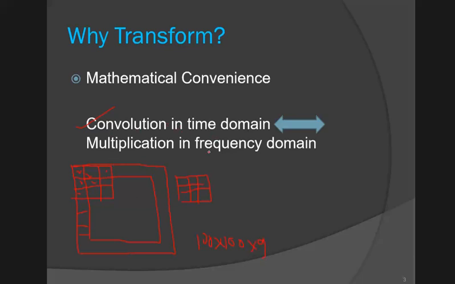But in the frequency domain it will be a single multiplication only. The mask size will also be 100 by 100, so there will be only 100 multiplied by 100 multiplications. So we have reduced 90% of the multiplications. So we use this transform for mathematical convenience.